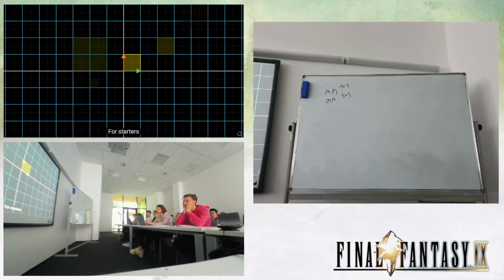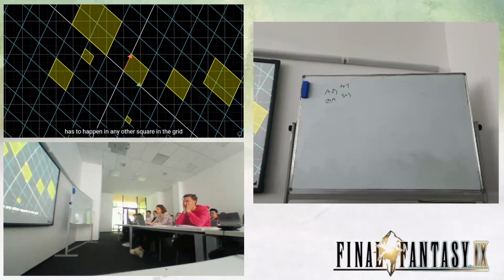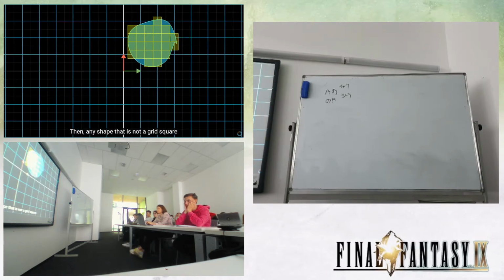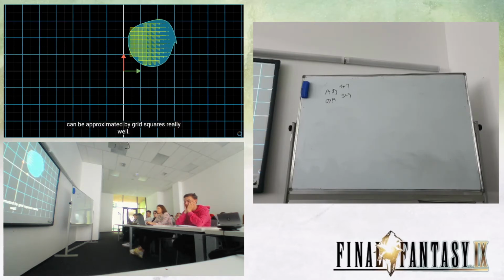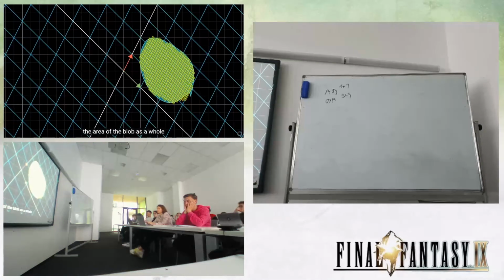For starters, notice that whatever happens to one square in the grid has to happen to any other square in the grid, no matter the size. This follows from the fact that grid lines remain parallel and evenly spaced. Then, any shape that's not a grid square can be approximated by grid squares pretty well, with arbitrarily good approximations if you use small enough grid squares. So, since the areas of all those tiny grid squares are being scaled by some single amount, the area of the blob as a whole will also be scaled by that same single amount.